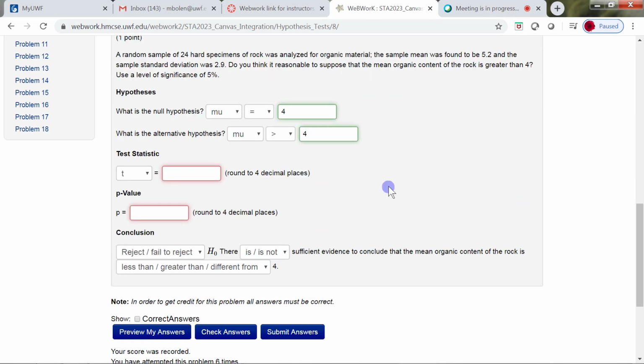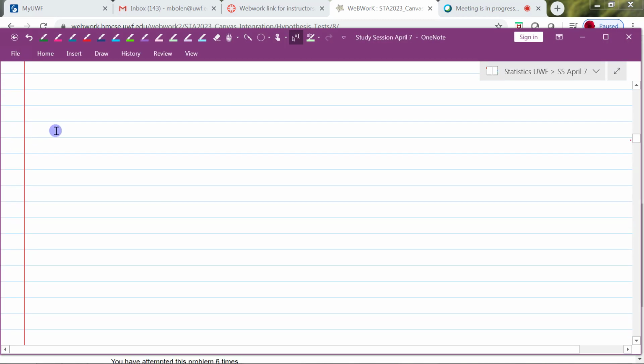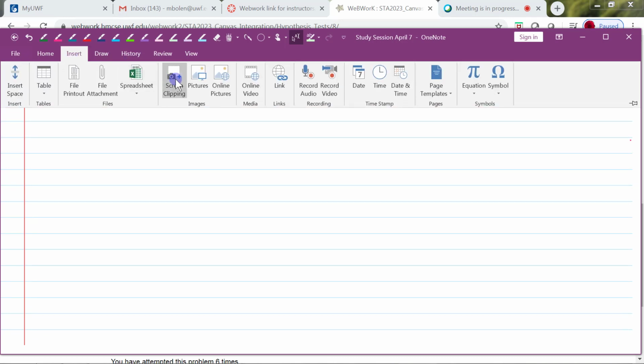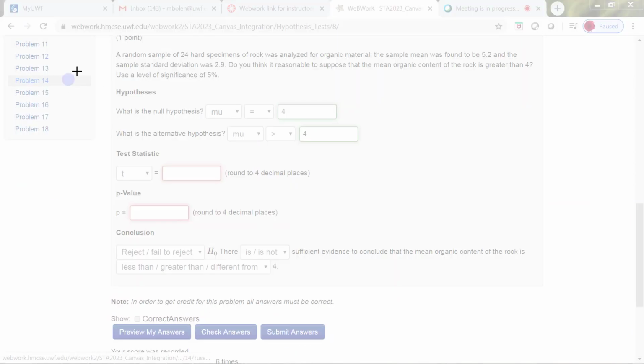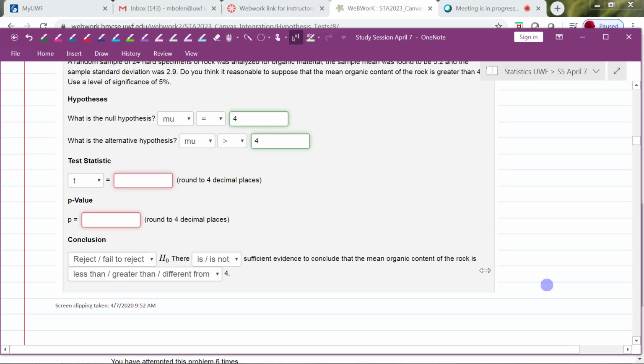Alrighty. So we need to calculate our test statistic. Let me go ahead and import this into where I'm going to do math. Here's our math. Insert, screen clipping. I don't have the top part of that, but I guess that'll be okay. Here we go.